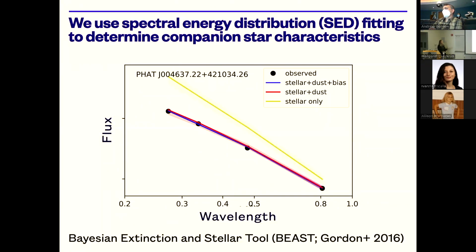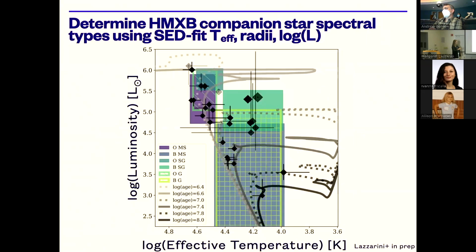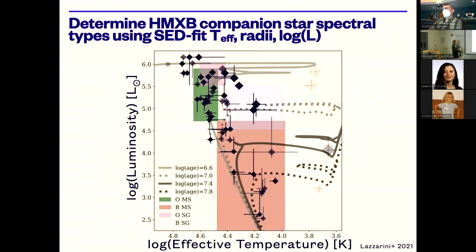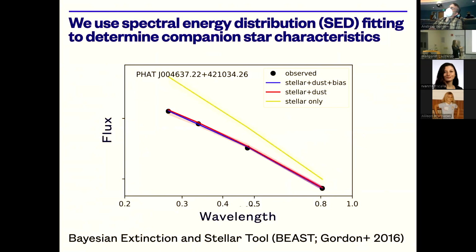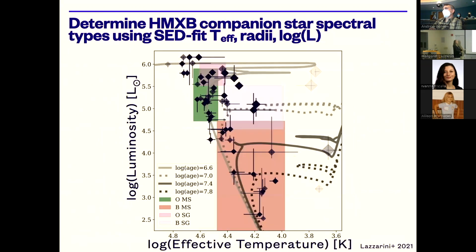And the thing to pay attention to here is this blue line, which is the full model, including the stellar, dust, and bias. And so you can see just by eye here, this blue line really cleanly goes through our 4 points. This is a really strong fit for this star's SED. So we run these SED fits on all of our HMXB companion star candidates in both galaxies, and that allows us to place them on an HR diagram.